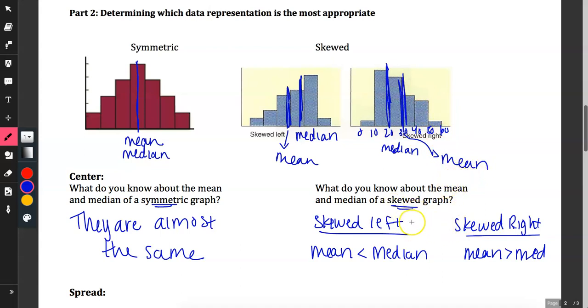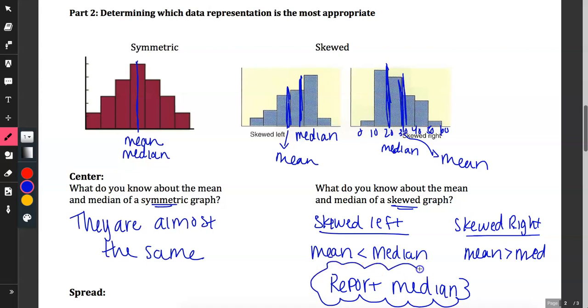Okay, if it's skewed, you want to report the median. Big takeaway here. If it's skewed, you want to report the median. If it's symmetric, you're going to report the mean.